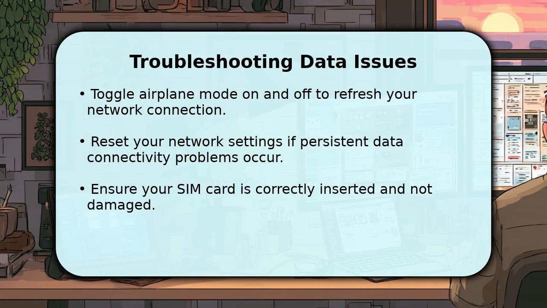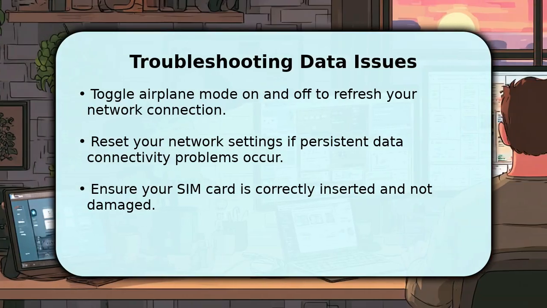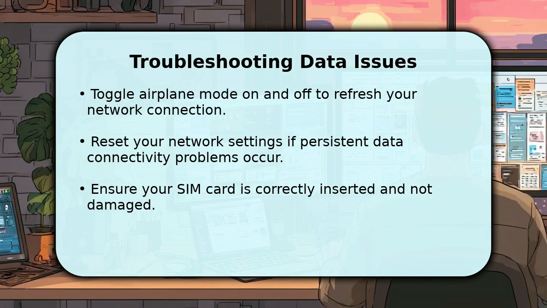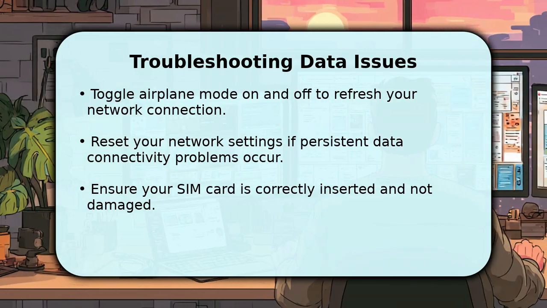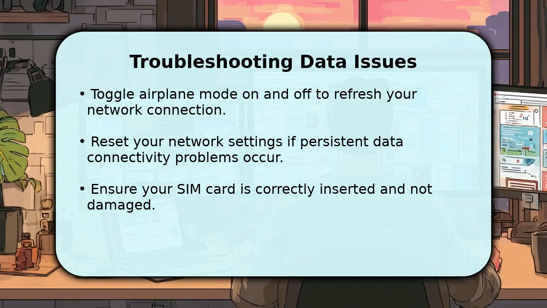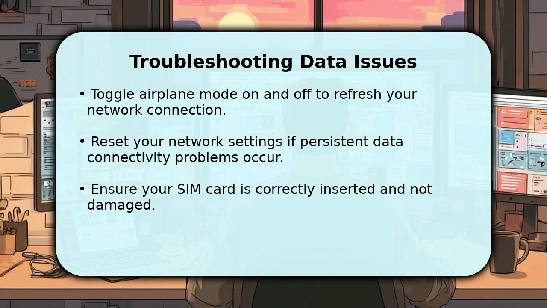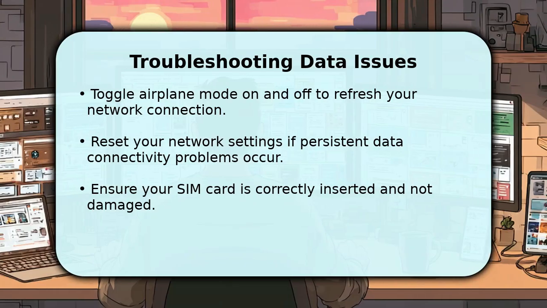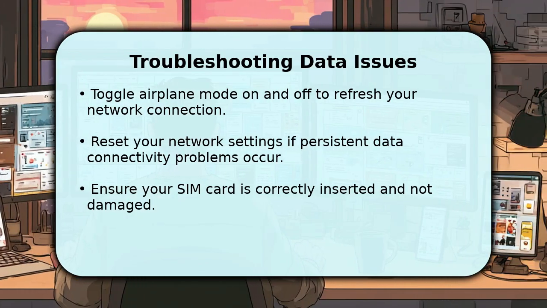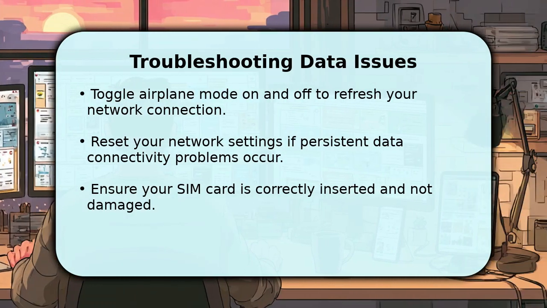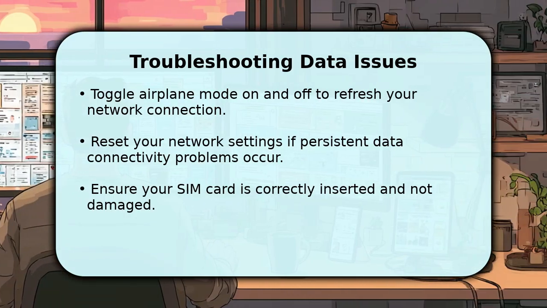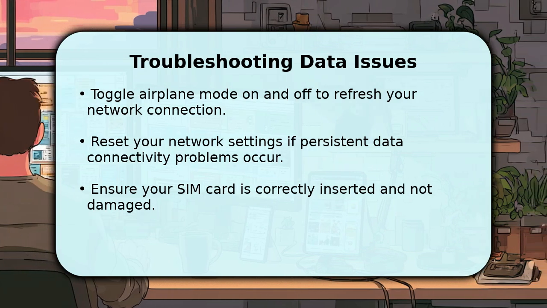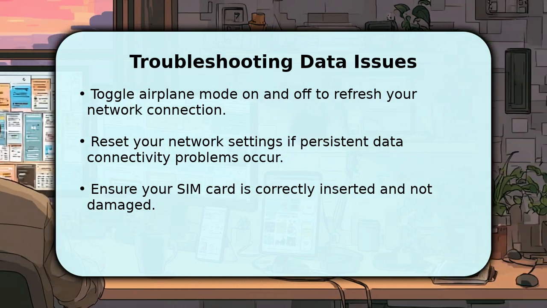Encountering issues with your mobile data can be frustrating, but several simple steps can help. First, try turning airplane mode on for about 30 seconds, then turn it off again. This often reestablishes a fresh connection to your cellular network. If that does not work, go to your settings and select Reset Network Settings, which will reset Wi-Fi, mobile data, and Bluetooth settings without deleting personal data. Also, ensure your SIM card is properly seated and clean, as a loose card can disrupt service.